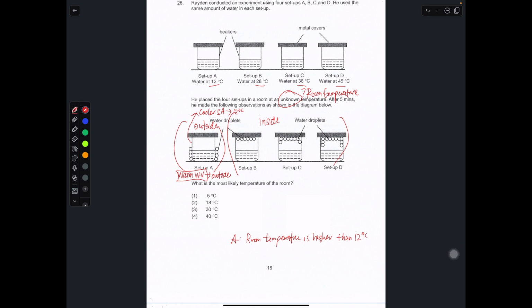Okay, you notice that B, you got less water droplets. D, you got most. And all this is because the source of the warm water vapor comes from inside. This is the source of the warm water vapor. And where is the cooler surface area? It's all here, at the lid, the cooler surface area, and this cooler surface area will follow the room temperature. So the room temperature is determined by the surface area over here.